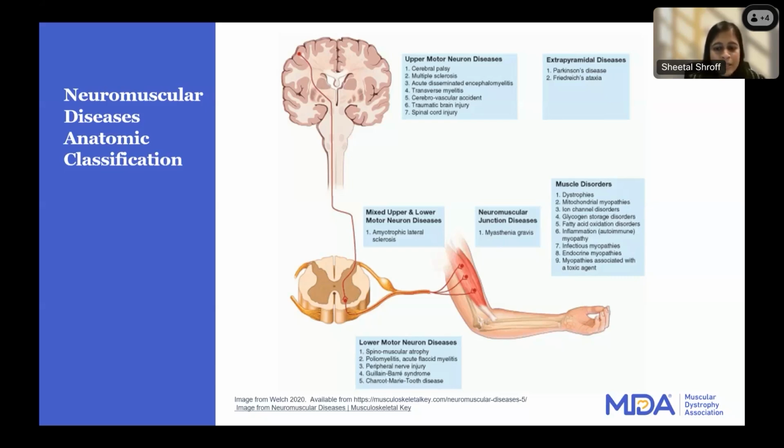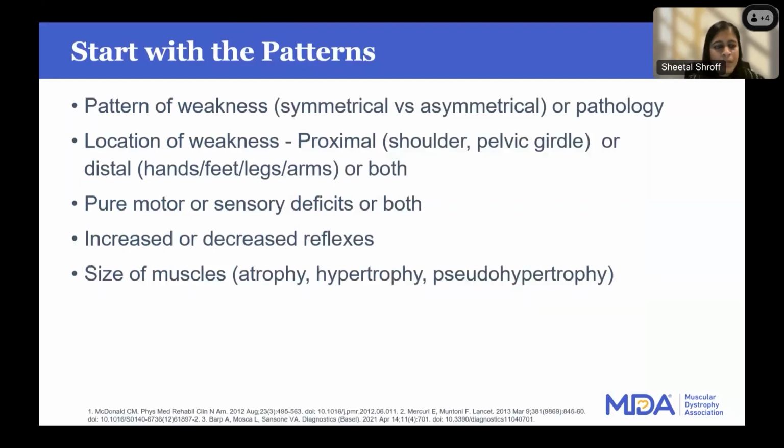Now, moving on to the next slide. So when we examine patients, it's important to look for pattern of weakness. When we say pattern, okay, is it on one side or is it on both sides, symmetrical versus asymmetrical? Now, it kind of helps us narrow down or to come to the diagnosis.